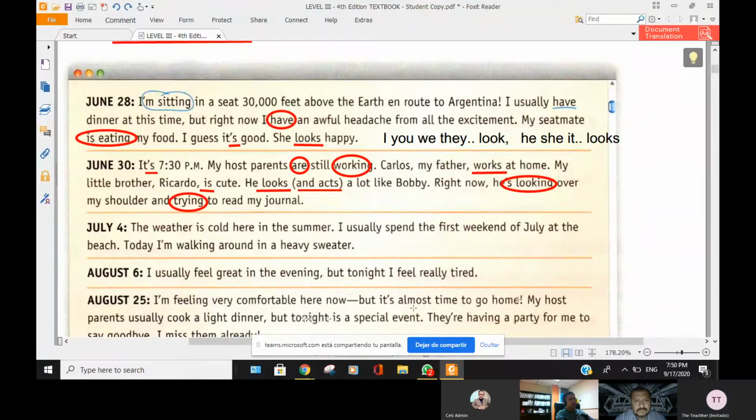In a heavy sweater. Excellent. But can you tell me this word again, Mr. Danny? Beach. Beach. Yes, I just wanted to make sure I didn't misunderstand you. He says, I usually spend the first weekend of July at the beach.